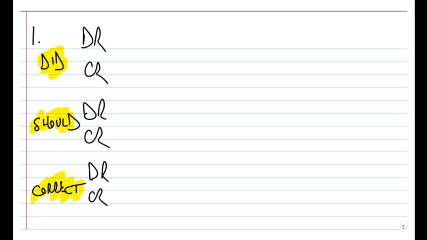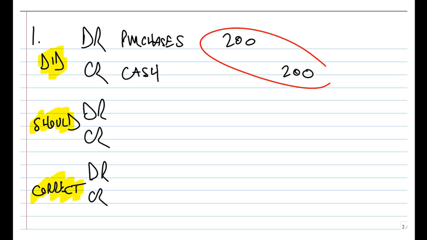So let's have a think here. We were told that they debited purchases by 200 and they credited cash or bank by the same 200. That's what they posted. Now, as we've said, that is indeed a balancing double entry. They have posted a debit and a credit for the same value. So in fact, this error will not affect the suspense account.